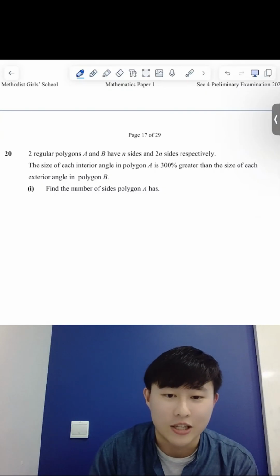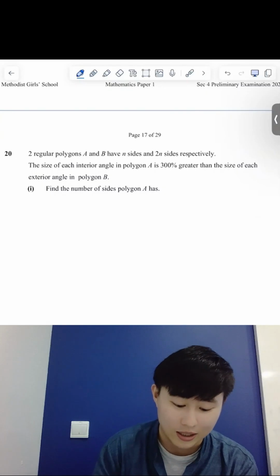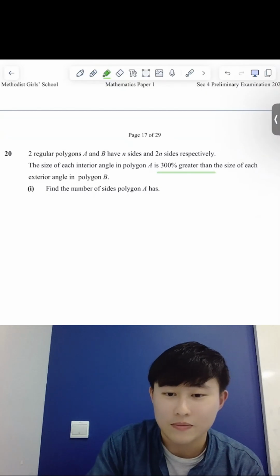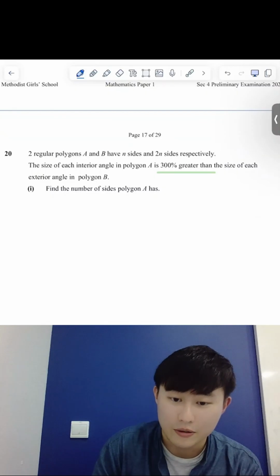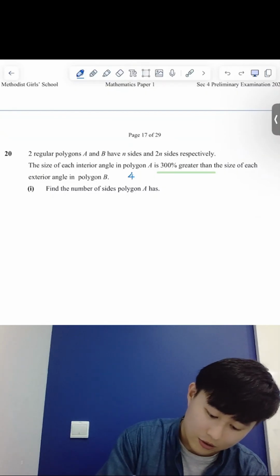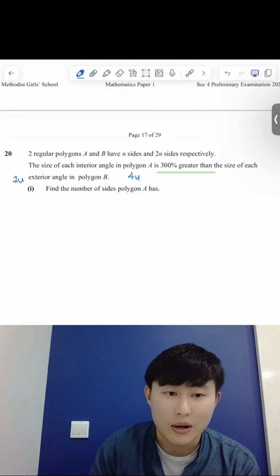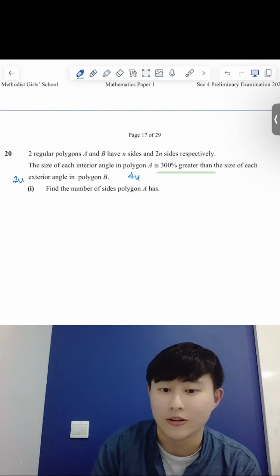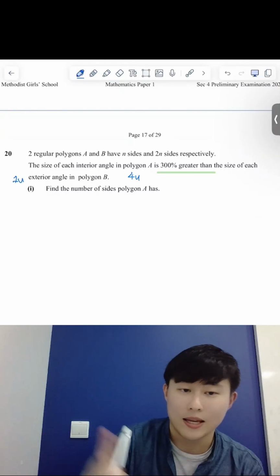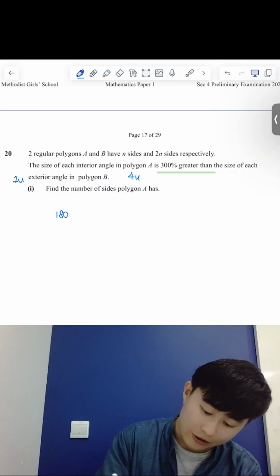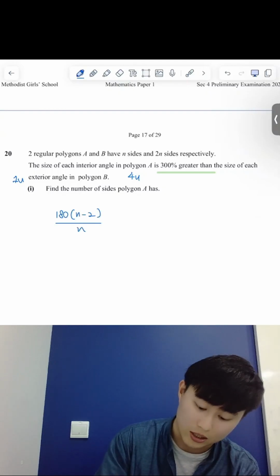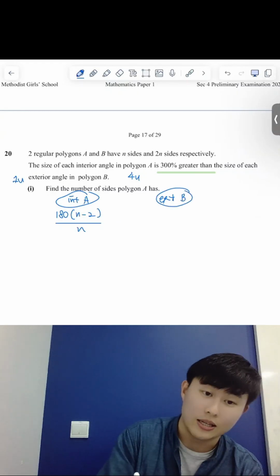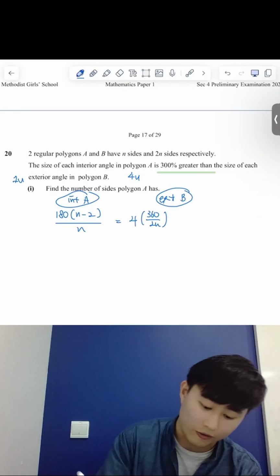The size of each interior angle in polygon A is 300% greater. What does 300% greater than mean? Very good, 4x. So this is 4 times, kind of like 4 units and this is like 1 unit, right? But you must remember, this is not a typical question where you only have one polygon and the exterior angle and interior angle is 180. These are two different polygons. So I have to use 180, which is your interior angle formula. This is the interior angle, which is A, and this is the exterior angle, which is B, equals 4 times one of the exterior angle.